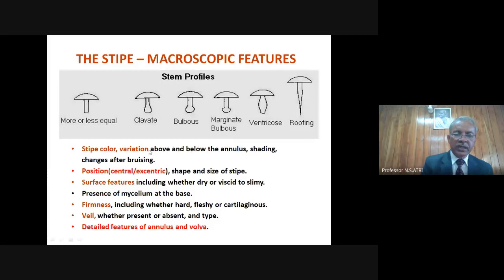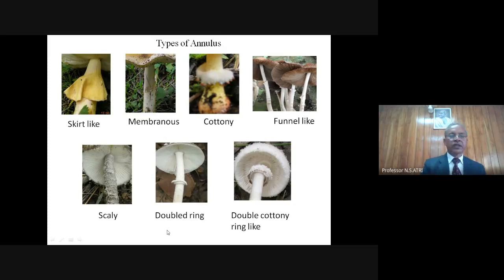In this type, color above and below the annulus, you may have annulus on this type in many cases. I'll show you. And position, whether the stipe is central or eccentric, surface feature of this type, presence of the mycelium at the base, firmness of this type, presence of wheel, all such characters, then annulus and vulva details, all these are very important.